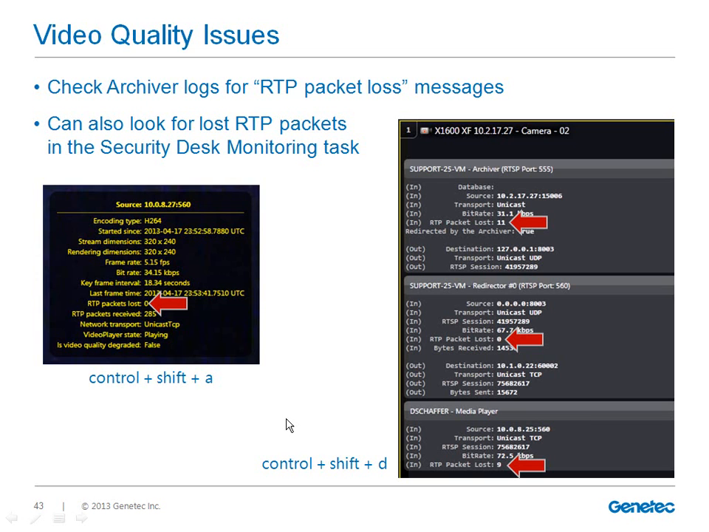You can also look for lost RTP packets by going to the Config tool, opening a video task, clicking on the camera, and clicking on the Live Video button on the bottom. You can view the diagnostic information for the stream from here as well.